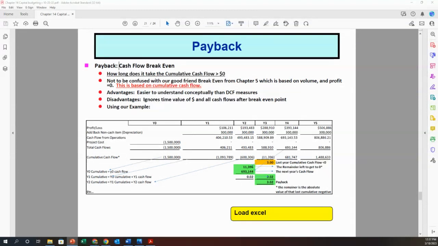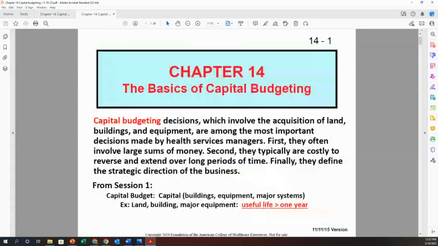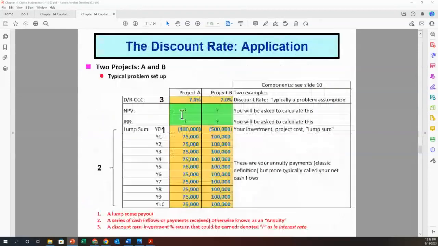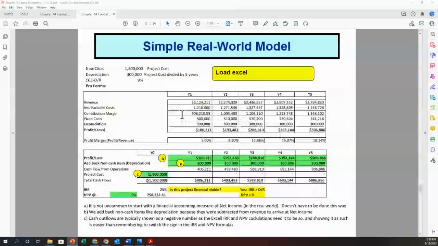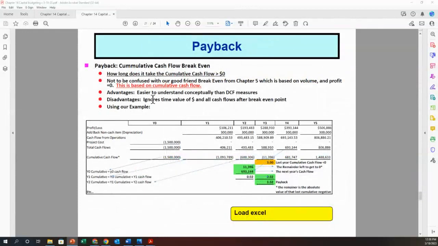And I remember when I first started my hospital job, the guy was probably my age at the time, talking about what's the payback and what's the payback, and me being kind of snooty, kind of laughing at the guy, like who uses payback? But the textbook teaches it, so I'll teach it to you.